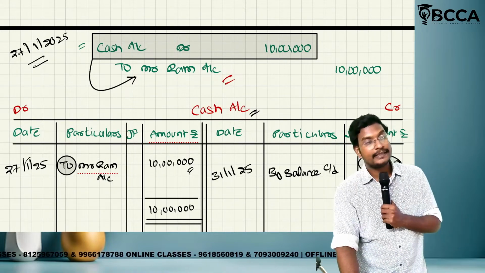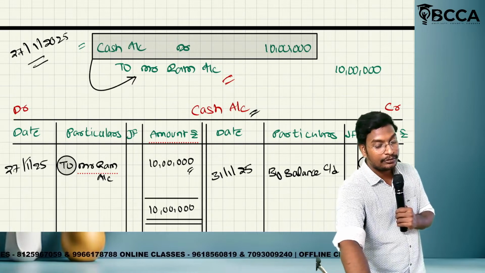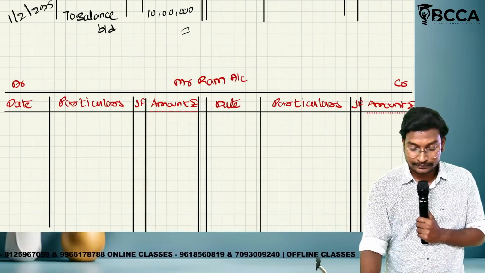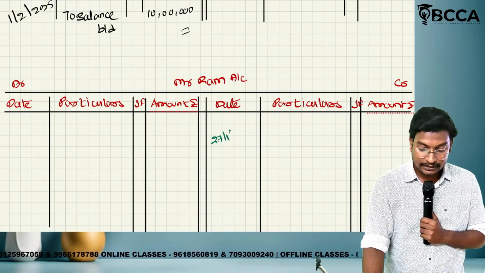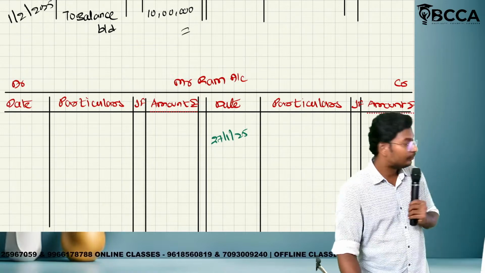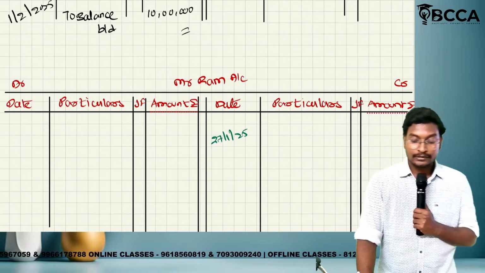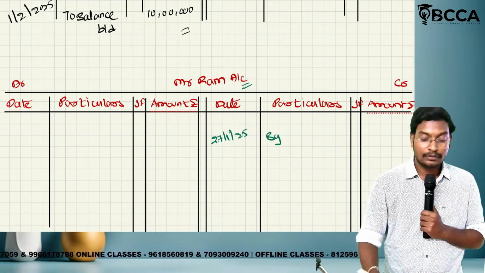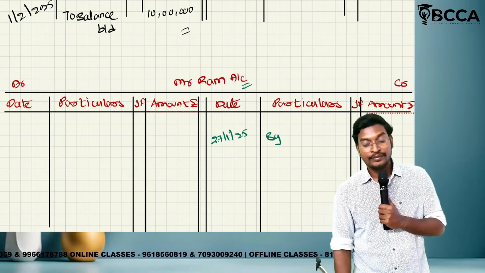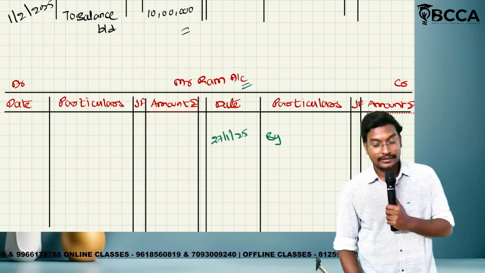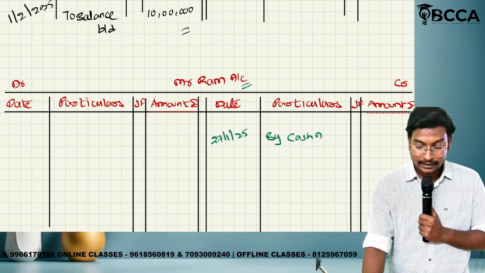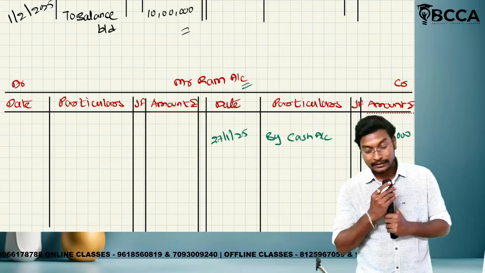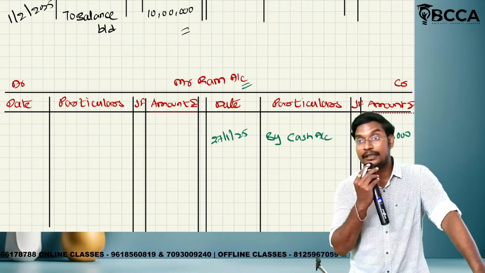What is the opposite account? Cash account. So while recording on the credit side, we have to use the word "By". The date is 27th January 2025. So we should not use the word Mr. Ram in that account once again. The opposite account is cash, so "By cash account". How much amount? 10 lakhs. Now there is no other transaction regarding Mr. Ram in the current month.